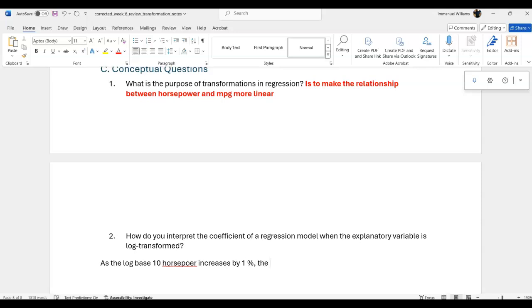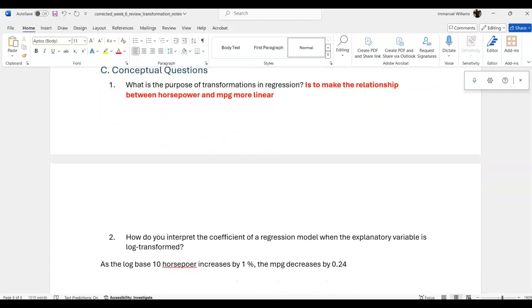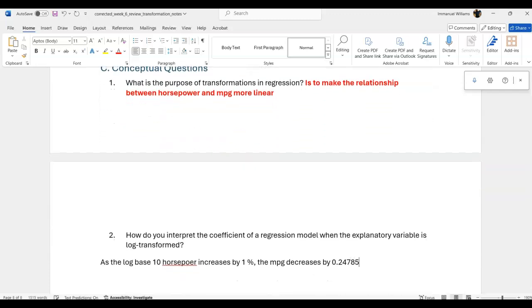1%, the MPG decreases by 0.2478. That's me dividing the regression coefficient by 100. So as the log base 10 horsepower increases by 1%, the miles per gallon decreases by 0.24 on average. Okay, on average.